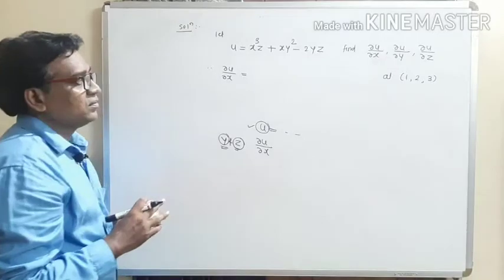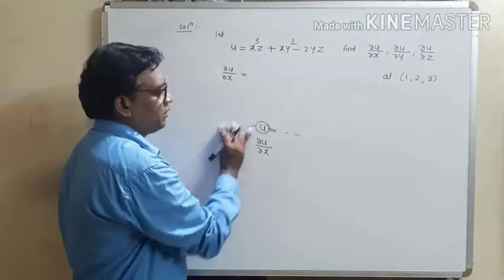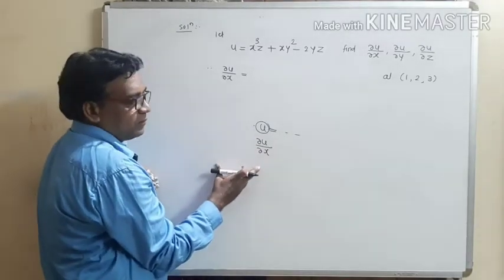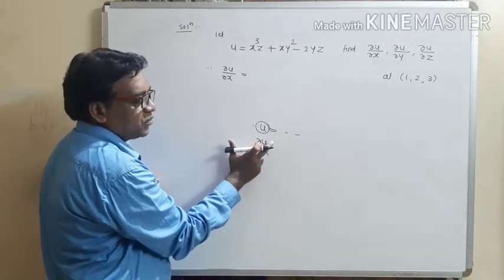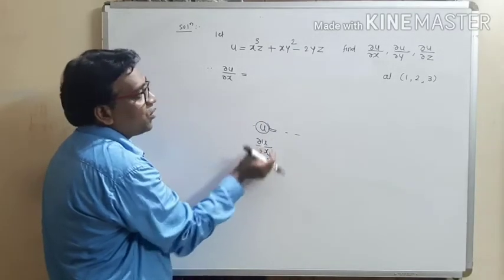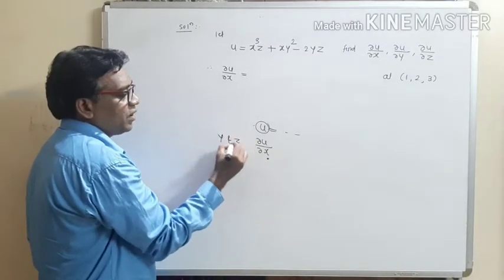So first of all, note the meaning of partial derivative. How to find out the partial derivative with respect to x? Del u by del x means differentiating this u partially with respect to x, just find out the derivative of x only by treating the remaining variables as constant.